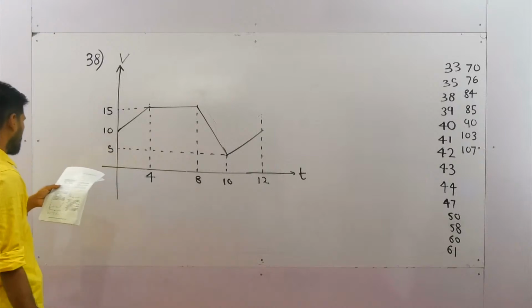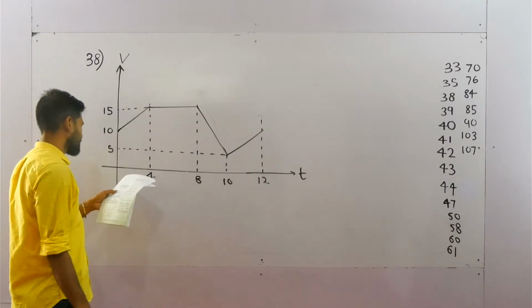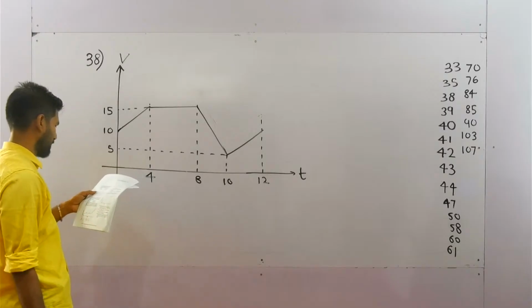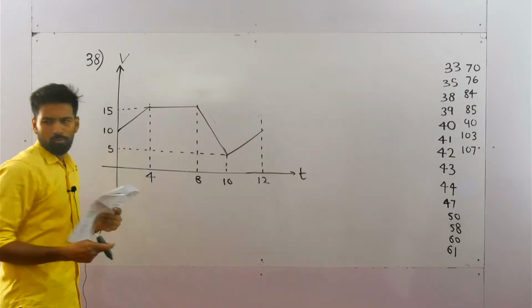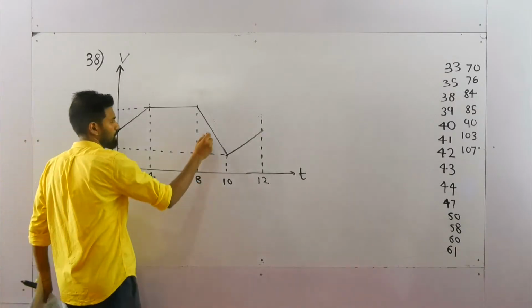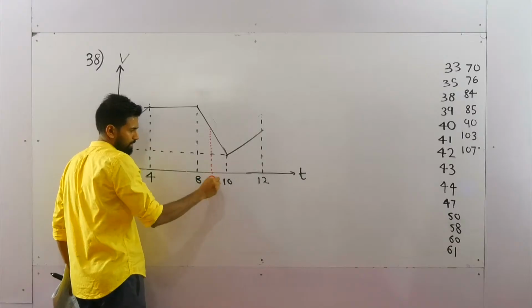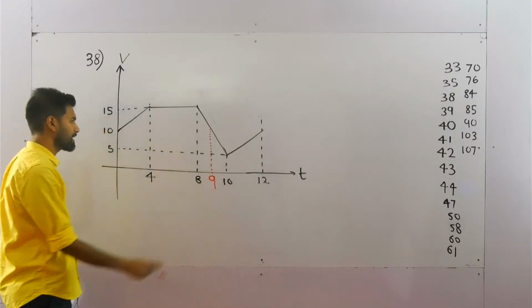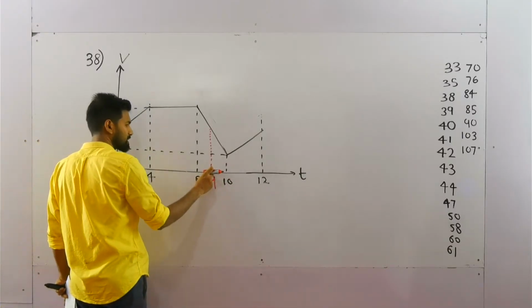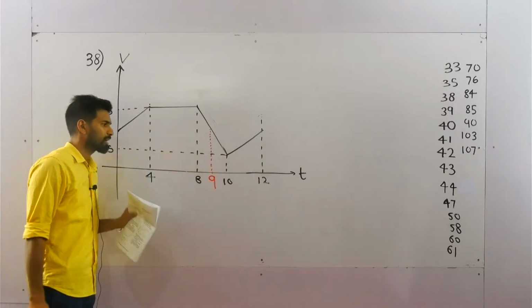The velocity time graph of a particle moving in a straight line is given below. The acceleration of the particle at the 9th second. Okay, so where's the 9th second? The 9th second should be somewhere here, between the 8th and the 10th seconds. Acceleration of the particle at the 9th second.